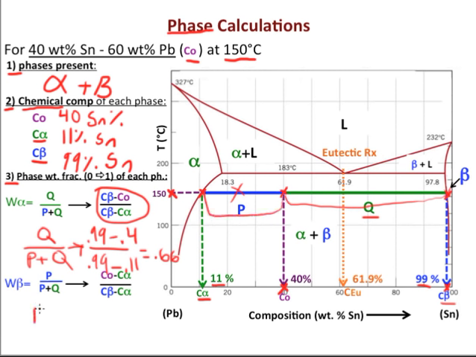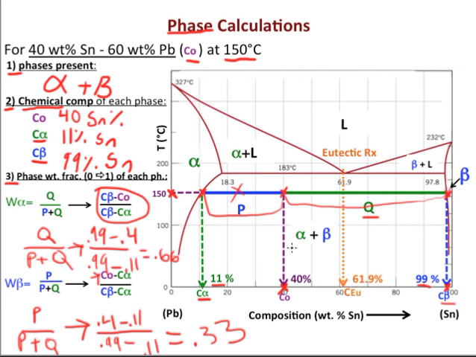Now, for our weight fraction of beta, we start here, and we use this distance here, which would be P. So it would be P over the entire distance again, which is P plus Q, and mathematically P would be found using this formula. So our nominal composition, which again is 0.4, minus our composition of alpha, which would be 0.11, all over P plus Q, which would be composition beta, 0.99, minus composition alpha, 0.11, which would be 0.33. And just remember, for the weight fraction of alpha, you use this one, not this one, because that is the most common mistake.